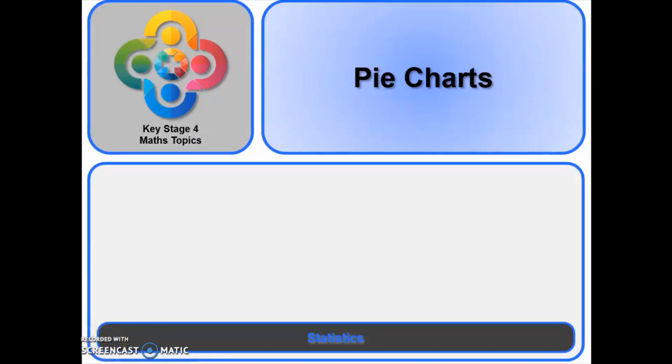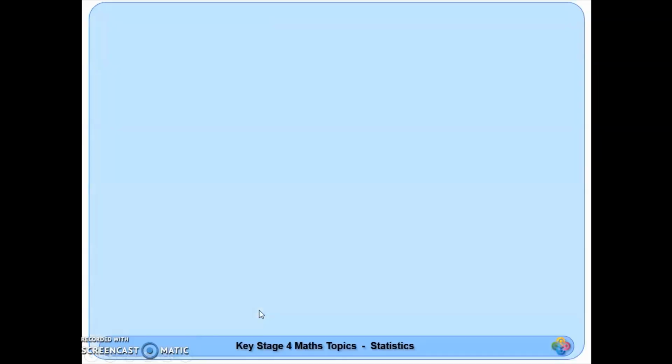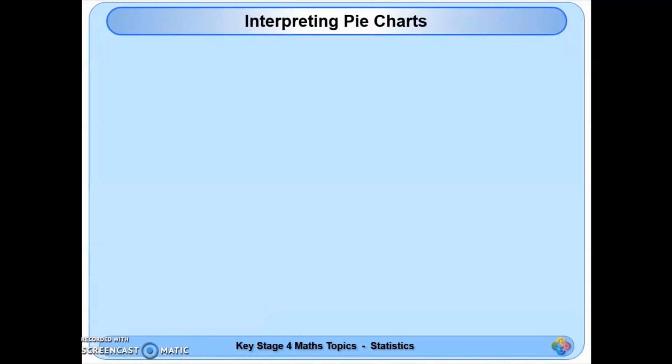Hi, we're going to have a quick recap of pie charts, a quick minute or two on interpreting pie charts, and then we'll look at how we would go ahead and draw a pie chart as well. Okay, so when we're interpreting pie charts, the main fact we need to be aware of is that there's 360 degrees in a circle. That will be used when we're drawing the pie charts as well.